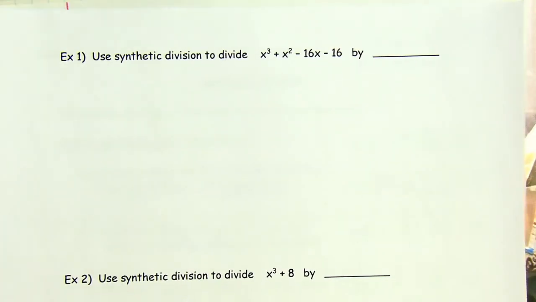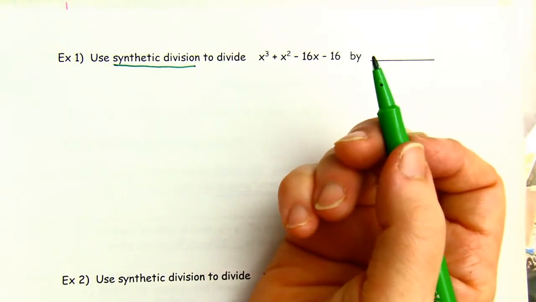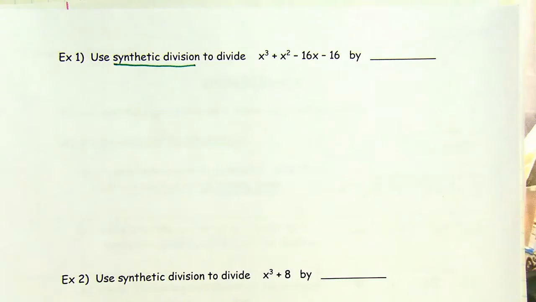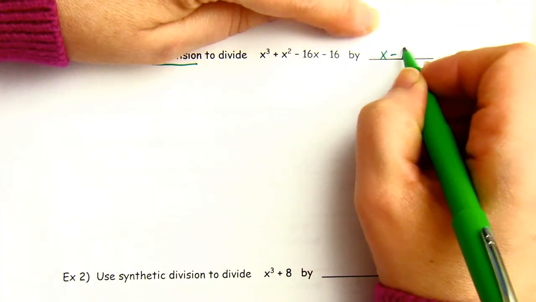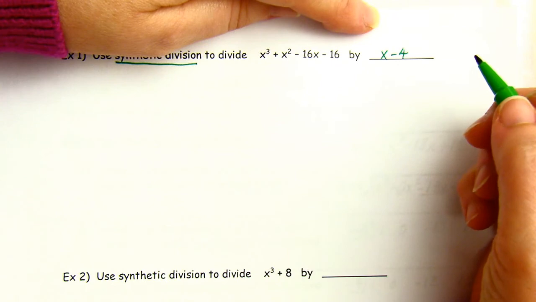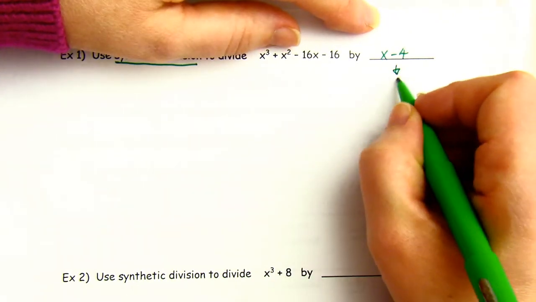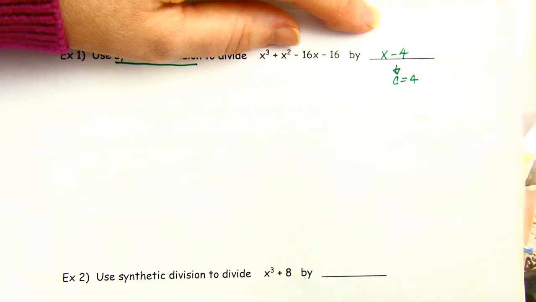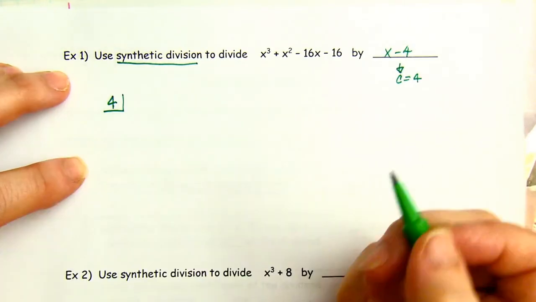All right, let's do a couple of actual problems so we can see how this is going to look. Example 1 says use synthetic division. Now, if it says use synthetic division, you have to use synthetic division. If it doesn't say use synthetic division, well, then you're going to have to determine if you can use synthetic division. We're going to take x cubed plus x squared, subtract 16x, subtract 16, and divide it by x minus 4. Notice this is of the form x minus c, so I can use synthetic division here. My c value is positive 4. Remember, it's always opposite. So I take my c, which happens to be 4, and I put it in the half box.